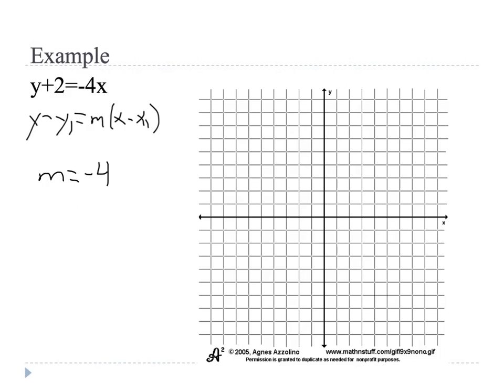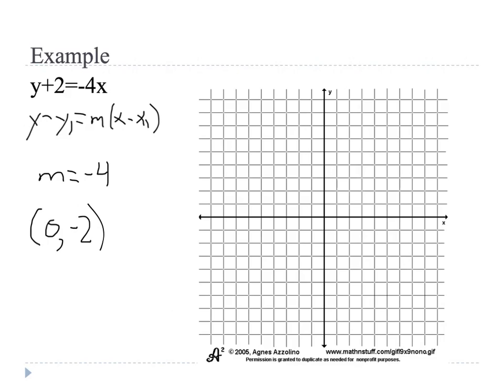Now we need to find our point, our x1, y1. In this equation, we don't have an x1. There's nothing over here. We're not subtracting anything from x or adding anything to x. So our x1 is going to be 0. If there's nothing there, it's going to be a 0. And our y1, looking over here, y minus y1, y plus 2. So it's going to be the opposite of that sign, so it's going to be a negative 2.